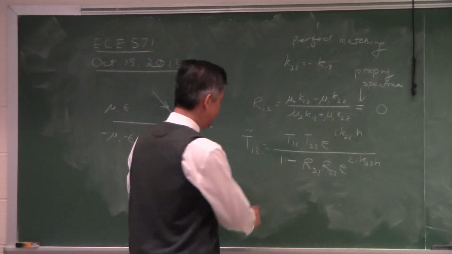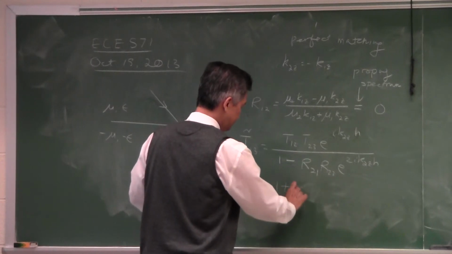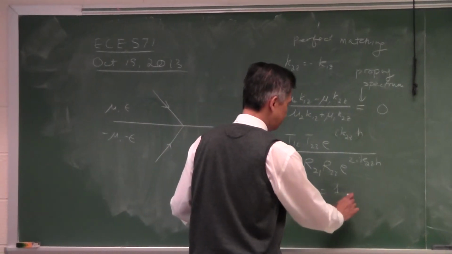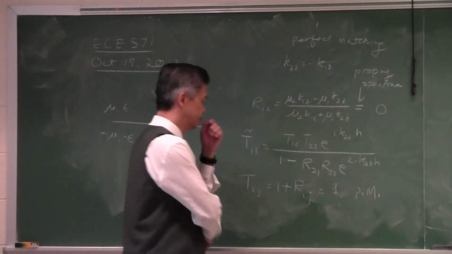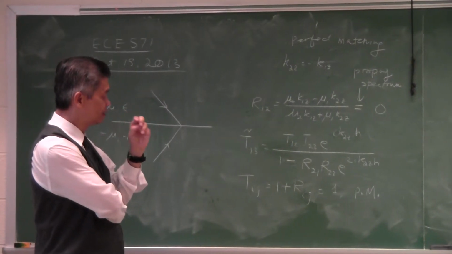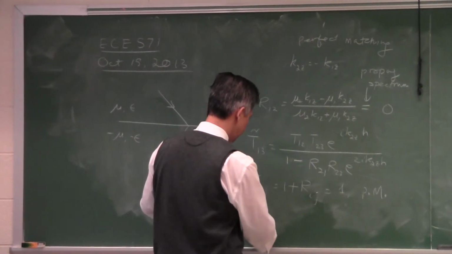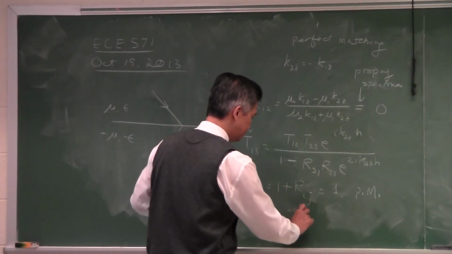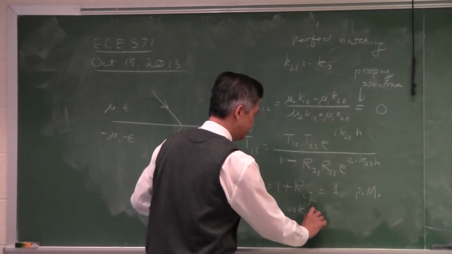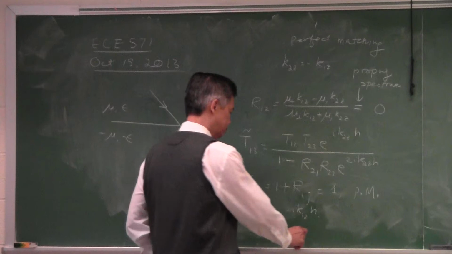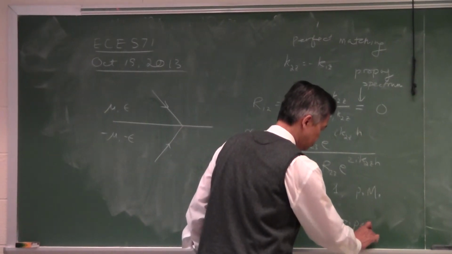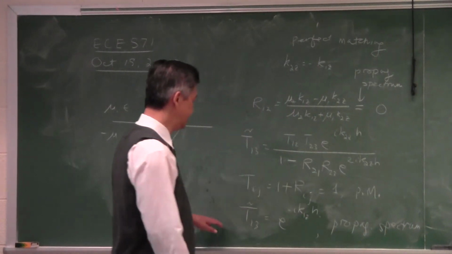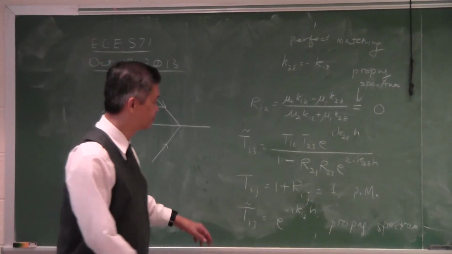And then if you look at this, Tij is 1 plus Rij. Because this is 0, Tij is just equal to 1 for perfect matching. So T13 equals 1, but with this phase, minus i k1z h, a kind of phase regression for the propagating spectrum. So everything is fine and dandy because there's a phase regression going on here.